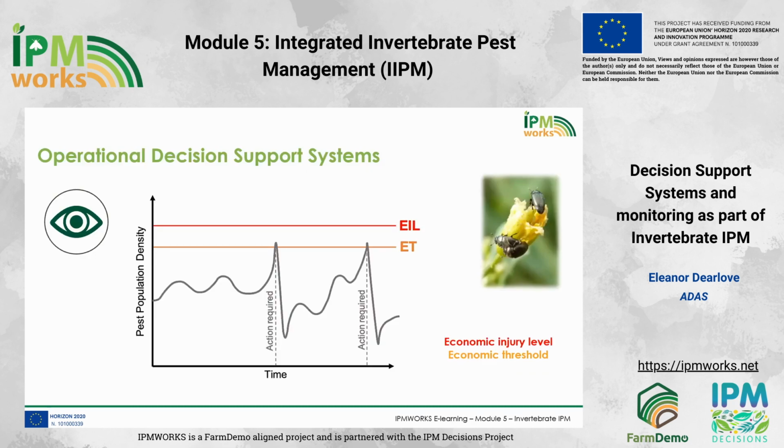The final type of DSS are the operational systems. These are effectively in-field decision support systems that help in final decisions on where further management may be required. These consist mainly of economic thresholds, requiring information from in-crop monitoring to guide the farmer and advisor on the potential for a given pest infestation to lead to economically damaging levels.